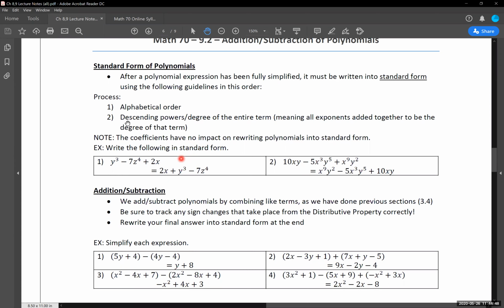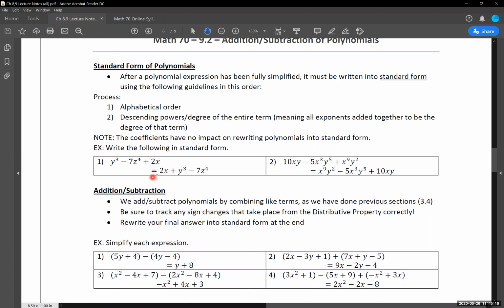So first and foremost, alphabetical order before anything else. I have y's, z's, and x's. The x's automatically need to go out front because, again, alphabetical order. So when we do that, we keep the number, the sign, and all of that clumped together. So this 2x, which is positive, is going to be going out front, just like we have it here.